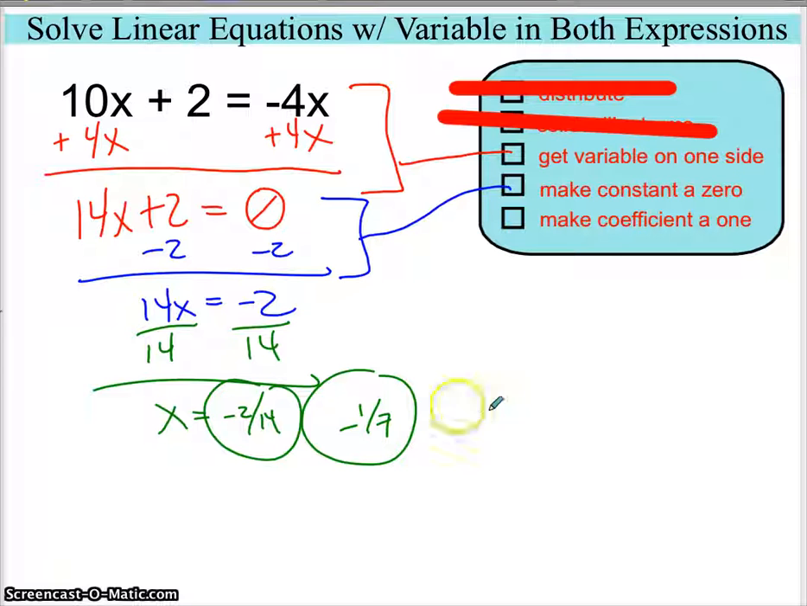You could give the decimal value, but it goes on and repeats, so fractions are more exact and more compact. But there we go. There's 3 examples solving equations where you get variables showing up on both sides of the equal sign, both expressions of the equation. All right.